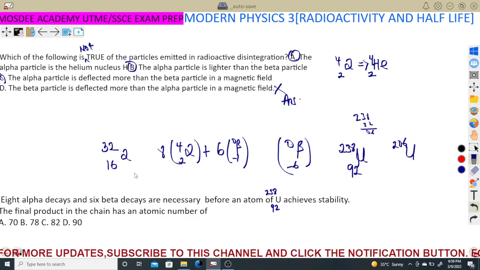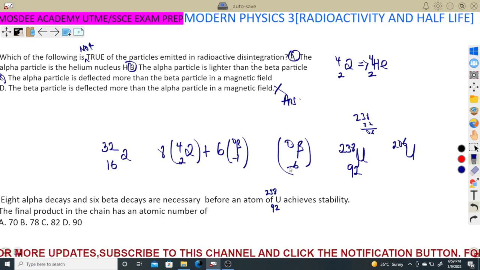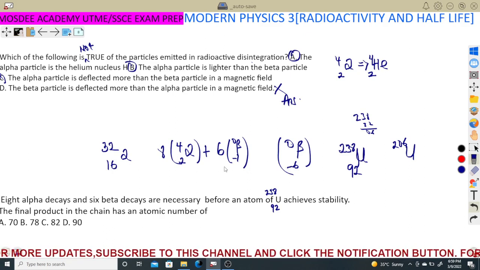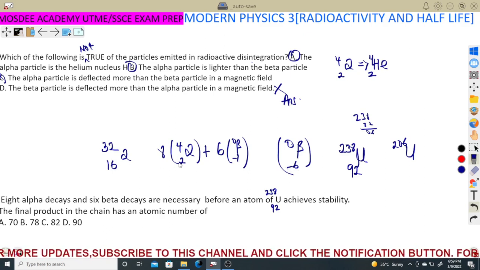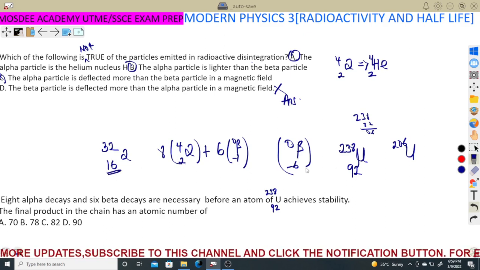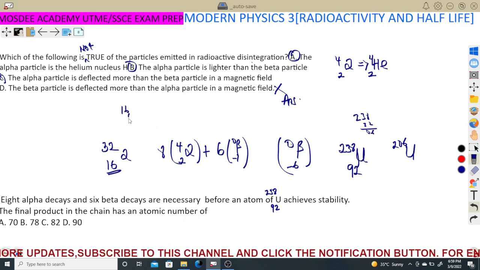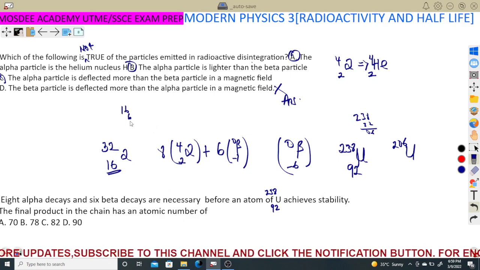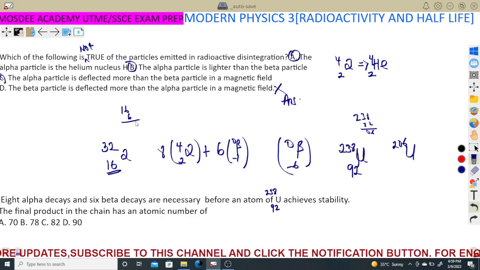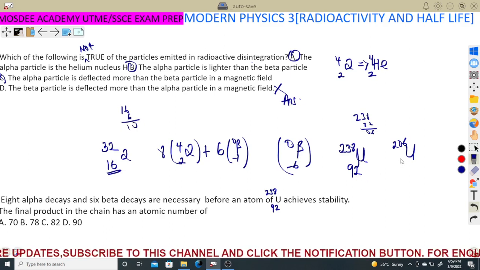But let's see, this is 16. We add this one. Please let it be known, you subtract 16, then you add 6. When you subtract 16 and add 6, it's just like saying 16 minus 6, which is 10. I hope you understand that. So you are just subtracting 10. 92 minus 10 is 82.